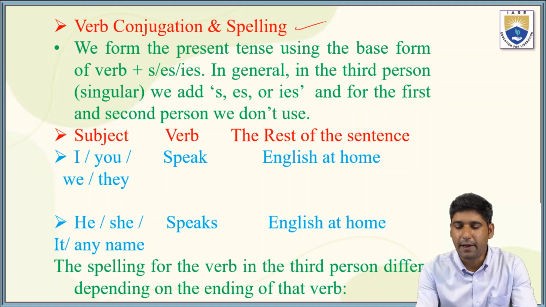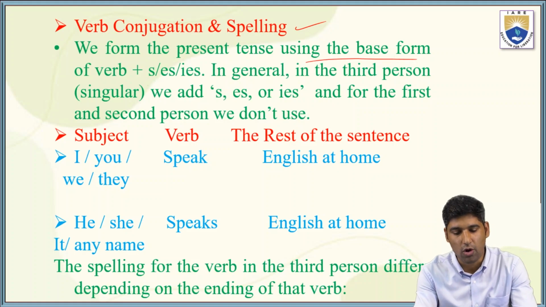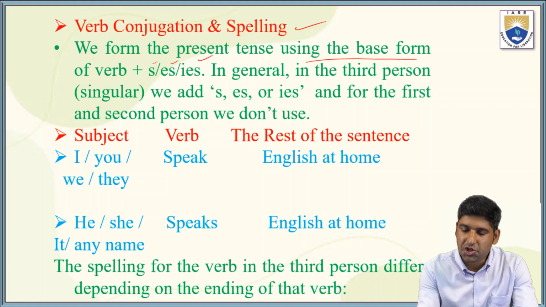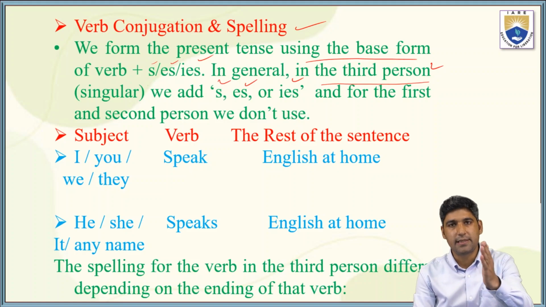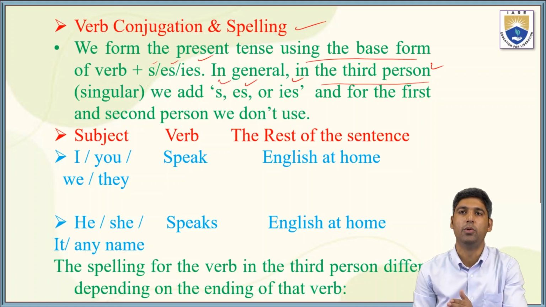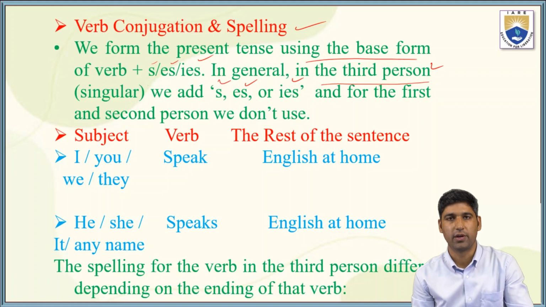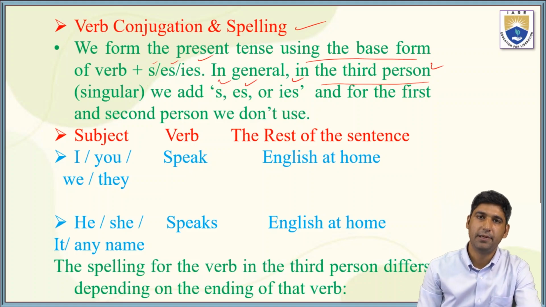We form the present tense using the base form of the verb, which I told you. Base form of verb means first form of verb plus s, es or ies. In general, with the third person singular, we add s, es or ies. And for the rest, for first person and second person, for both singular and plural, we use the base form of the verb. There are two examples.